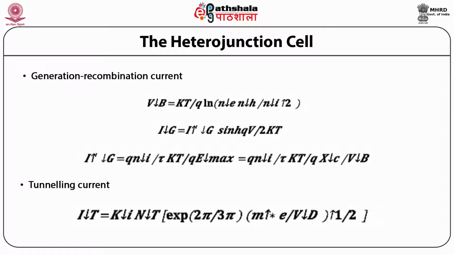So the expression for the tunneling current can be written as It is equal to Ki Nt multiplied by exponential of minus 2 pi by 3 pi multiplied by square root of m star e by Vd, where Nt is a constant depending upon the density of allowed states, N is the impurity density, m star is the effective mass, Ki is the constant depending on the dielectric constant, effective mass, and built-in potential.